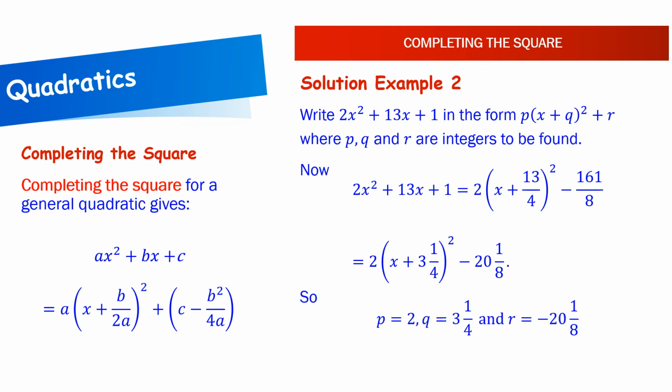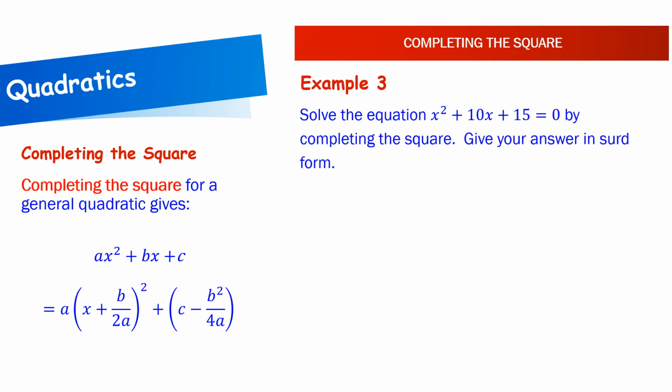So what are our values of p, q and r, as was asked in our original example? P is 2, as shown. Q equals 3 1/4, and R is equal to minus 20 1/8. Now pause the video and have a go at the example on your screen. Press play when you're ready to view the solution. So let's solve example 3.